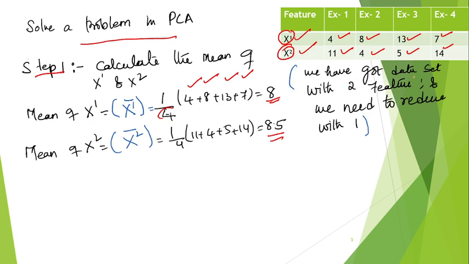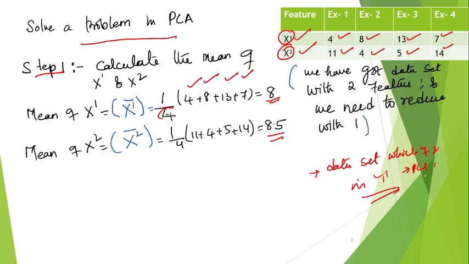We have to get two data sets with two features, as we need to reduce to one. What does it mean? I am going to reduce my data set from 2 dimensions into 1. How are we going to do that? With the help of PC1.